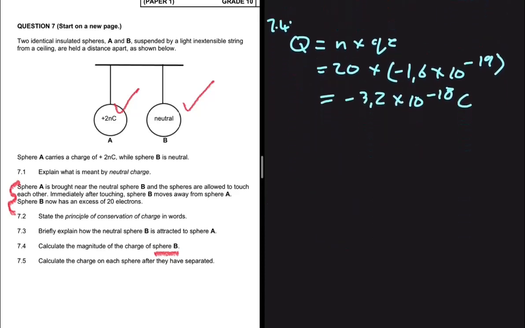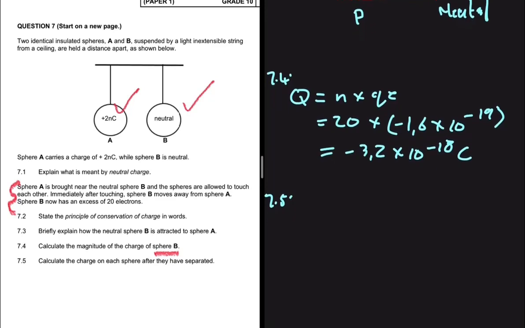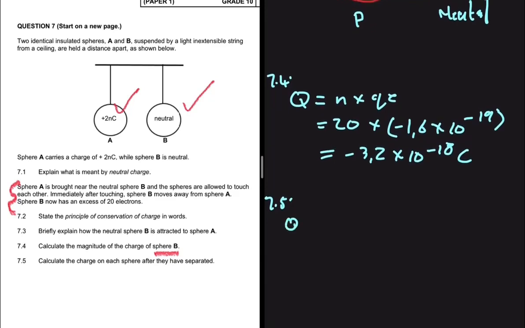7.5, what do we have in 7.5? Calculate the charge on each sphere after they have separated. In order to find the charge on each sphere after separation, we have a formula for that. We say that Q new is equal to Q1 plus Q2 divided by 2, Q1 and Q2 being the initial charges on the spheres.